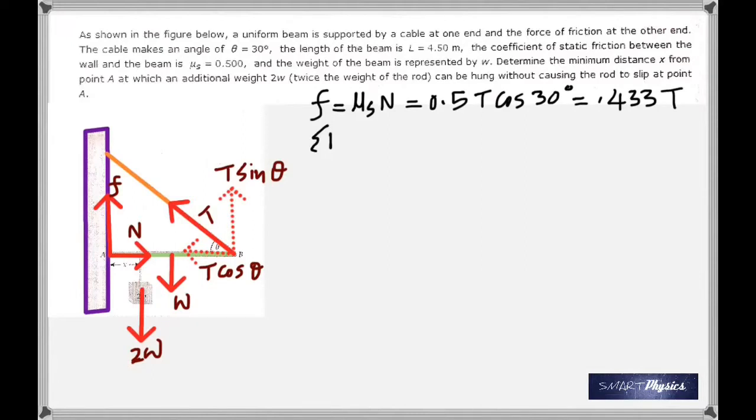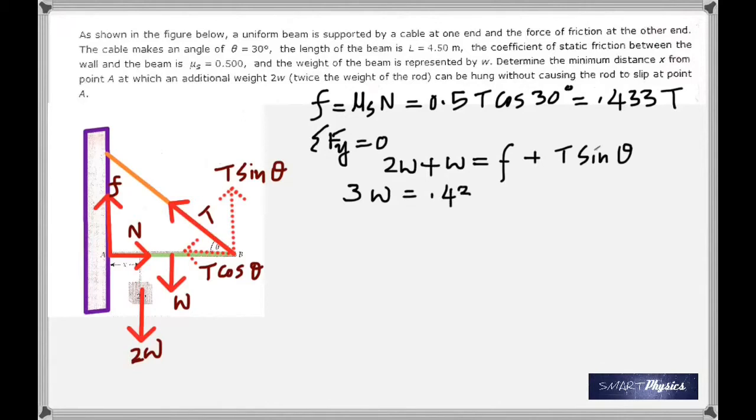Now, there are two conditions in static equilibrium. The first one, the net force along the y-axis in this case must be zero. So, the total upward forces must be equal to the total downward forces. And you have two upward forces, one is friction, the other is T sine theta. Two downward forces, W here and 2W. So, if the net force along the y-axis is zero, you're going to say 2W plus W is equal to F plus T sine 30, or T sine theta.